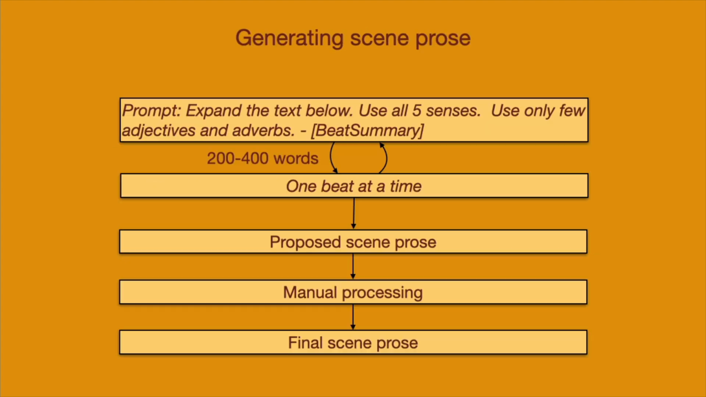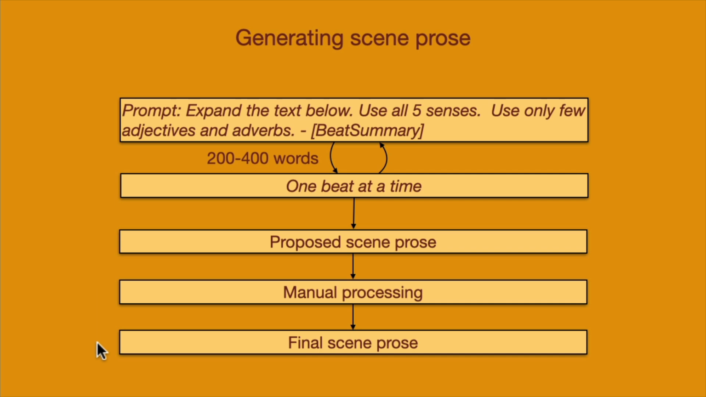Here is the prompt that I used to go from a beat summary to beat prose. You can of course adjust this prompt to your own preferences. Observe that AI will generate proposed scene prose, one beat at a time. After the beats are done, we get proposed scene prose. Now, we manually process that to get the final scene prose.